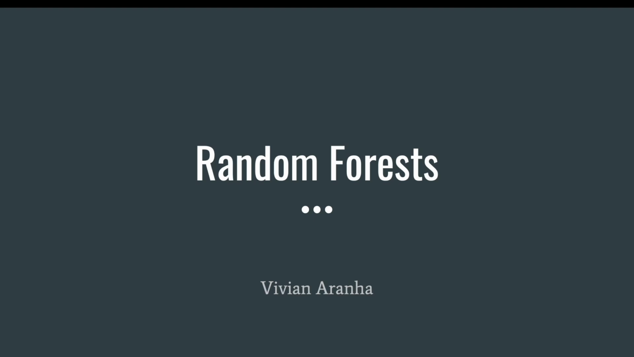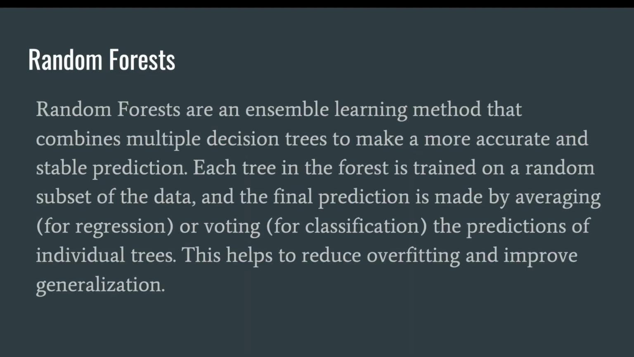Random forest. Now, random forests are an ensemble learning method that combines multiple decision trees to make a more accurate and stable prediction. Each tree in the forest is trained on a random subset of the data, and the final prediction is made by averaging for regression, or voting for classification, the predictions of individual trees. This helps to reduce overfitting and improve generalization.